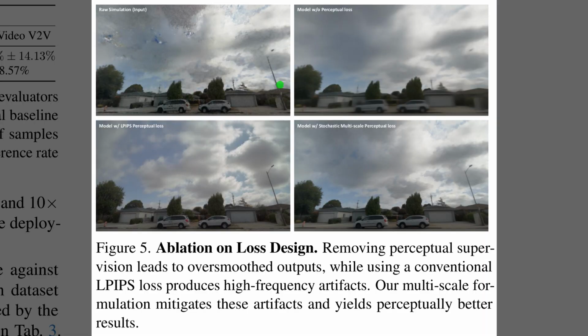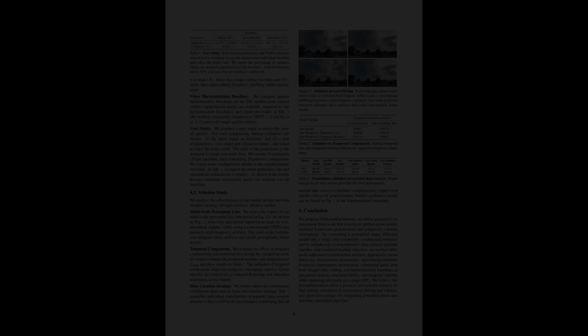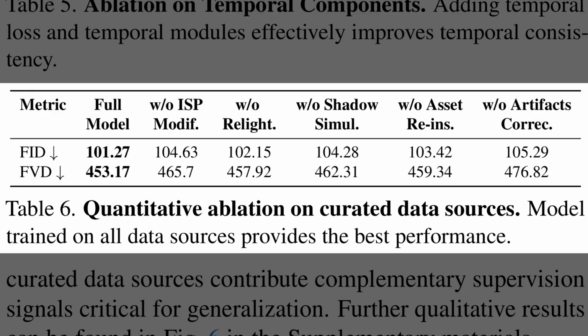Well, while Table 1 established the metrics, Figure 5 visually breaks down why the specific loss function matters so much. The top left panel shows the raw input, which is noisy and indistinct. If we look at the top right, training without perceptual supervision creates an oversmoothed, blurry result. Using a standard LPIPS loss in the bottom left sharpens it but introduces distracting high-frequency artifacts. In contrast, the bottom right demonstrates that the proposed multi-scale perceptual loss achieves the best balance, removing noise while keeping the textures crisp.